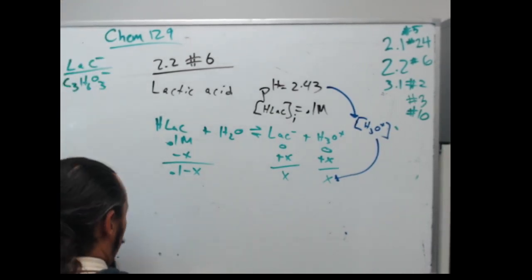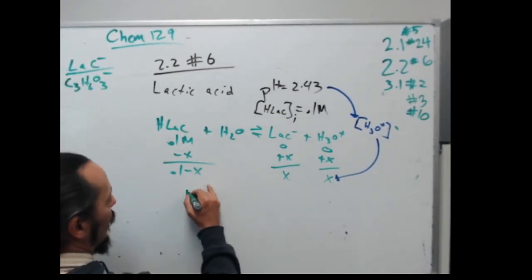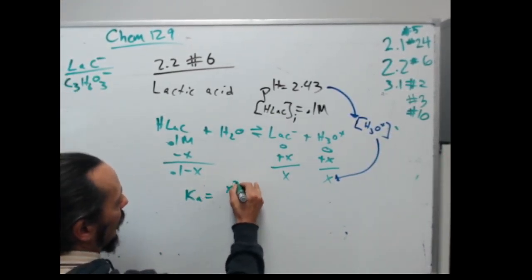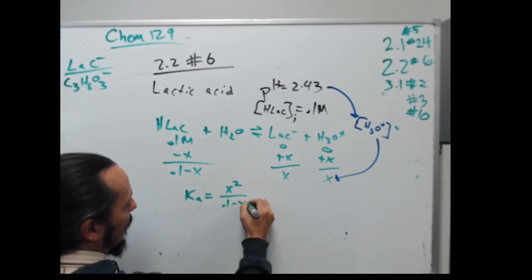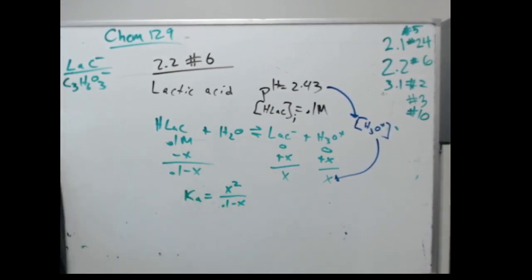So when I set this up, and I have Ka is equal to X squared over 0.1 minus X, if I know what X is, I can just plug it in and solve. And that's what we do. We use pH to figure out what the X value is. And then we just plug it in and solve. We solve for the Ka value, take the negative log of the Ka value, and that gets us pKa.